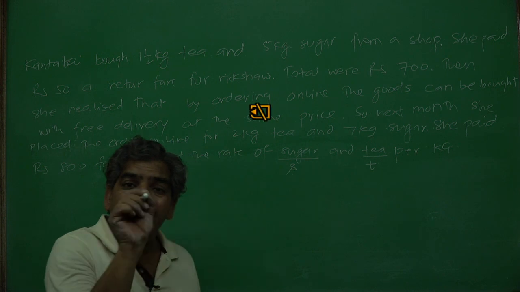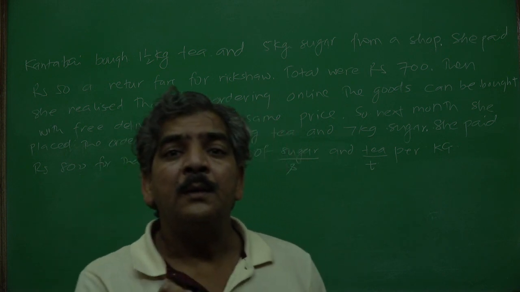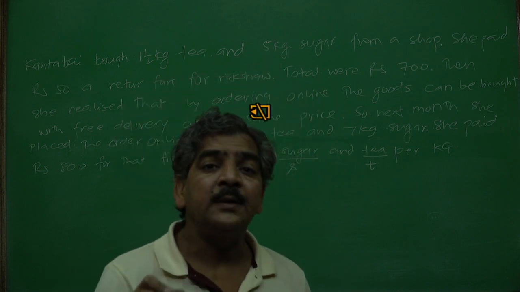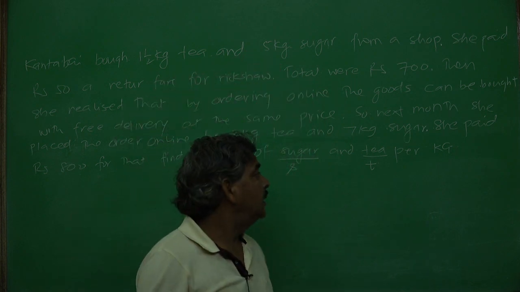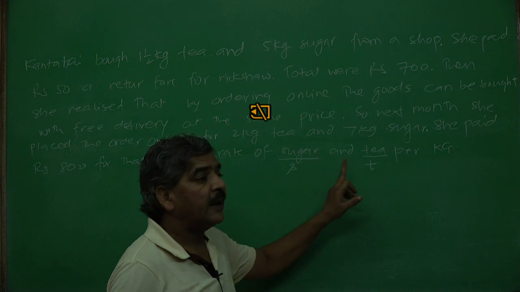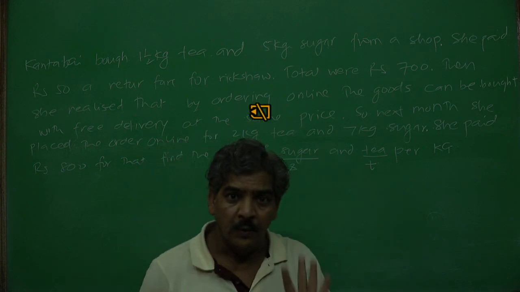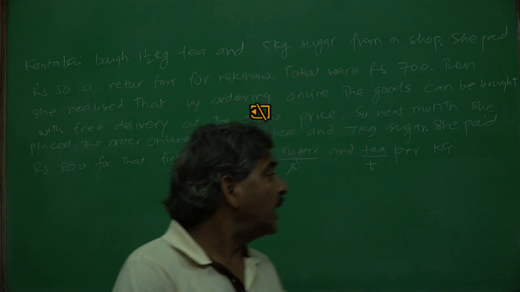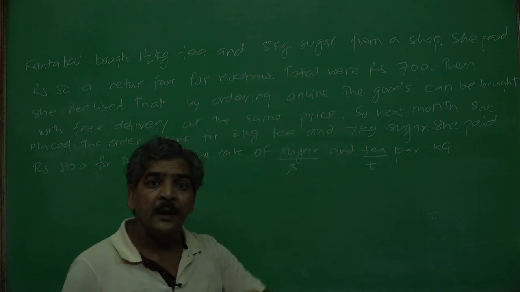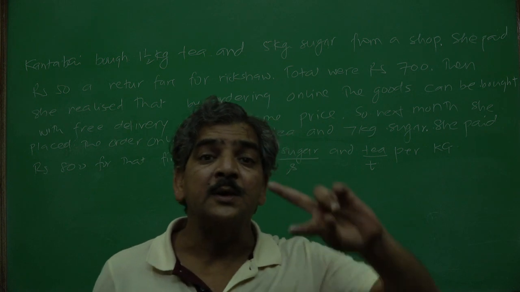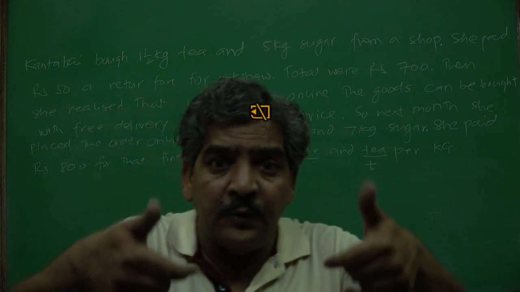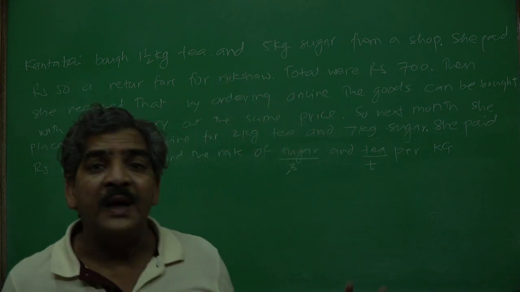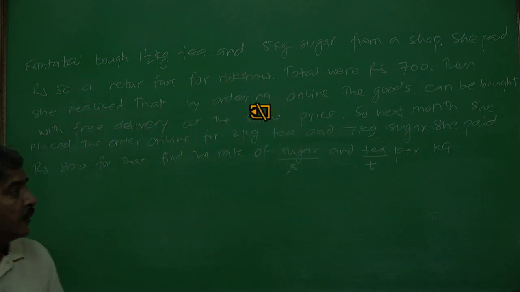Okay, so make the statement. Let the cost of 1 kg sugar and 1 kg tea be S and T. This is my assumption. I want to calculate S and T, and for that I have to construct two equations. Then I have to solve them simultaneously. Then I have to calculate S and T.